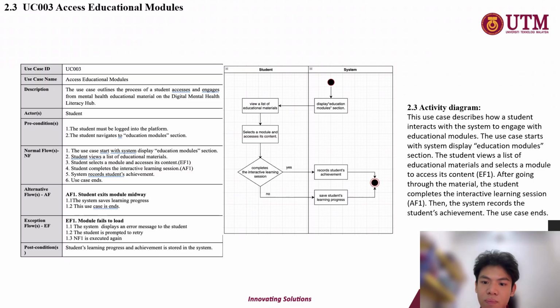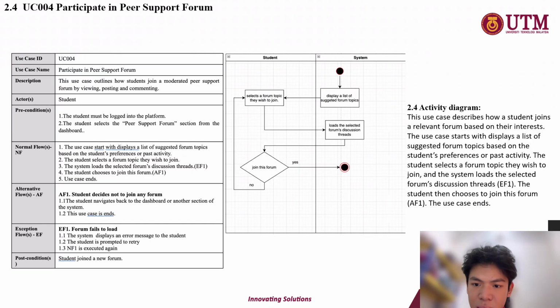Okay, this use case describes how a student joins a relevant forum based on their interests. The use case starts with displaying a list of suggested forum topics based on the student's preferences or past activities. The student selects a forum topic they wish to join, and the system will log the selected forum discussion threads. Then the student can choose either to join the forum or not. Then this use case ends.